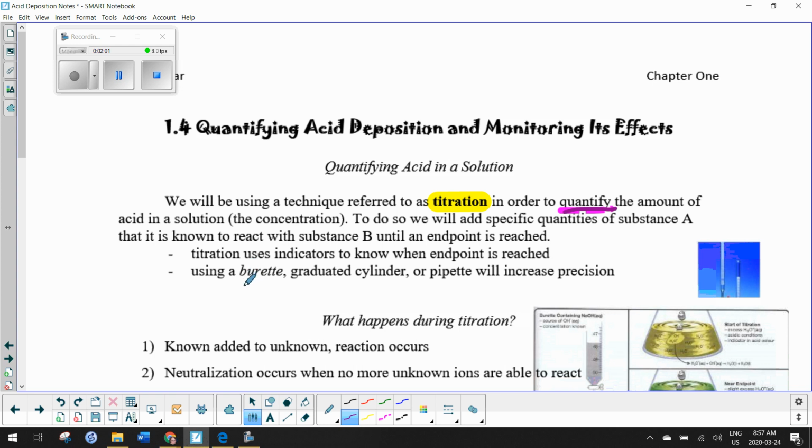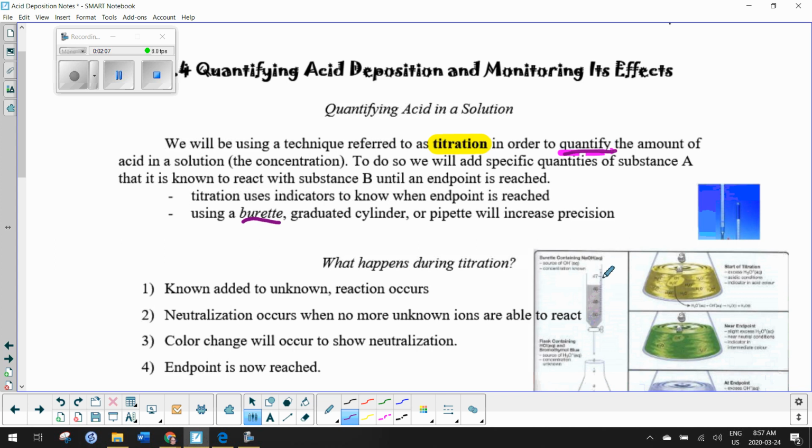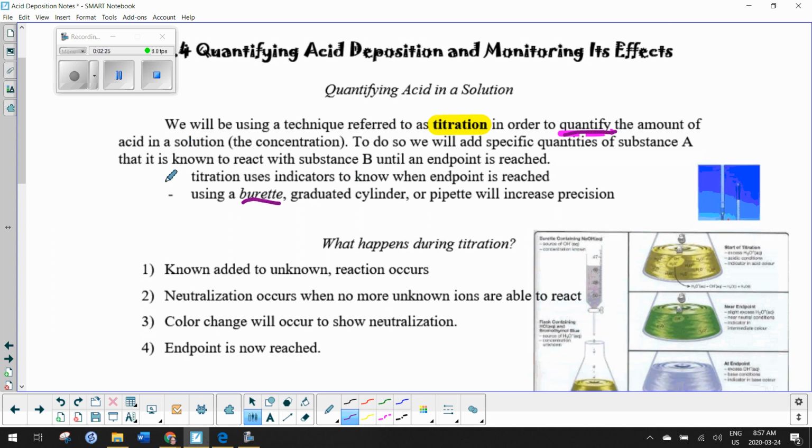So we use a burette, which is this substance to the side, and in this picture as well. This is a burette, and this is used because it's highly accurate, okay? We are also going to use a graduated cylinder and a pipette to increase precision. Again, you're at home, so you won't actually be using these, but hopefully I can find an app.